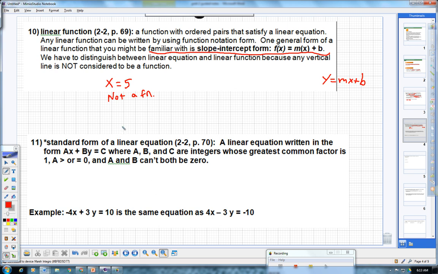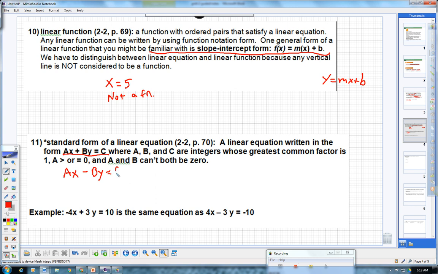Standard form of a linear equation. This is going to be our big focus today as far as the skill set that you need. Any equation of the form ax plus by equals c. Now, your book considers ax minus by equals c also to be standard form. You're always allowed to add a negative, so that shouldn't be a big deal to you.